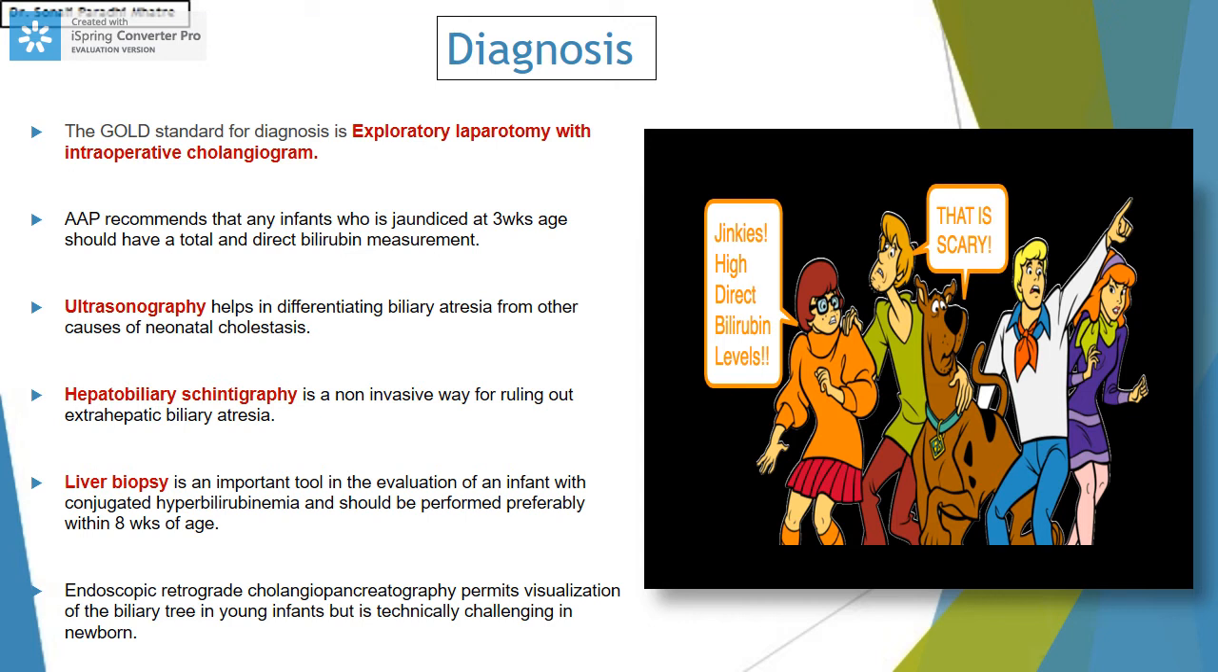Then there is hepatobiliary scintigraphy, which is again one of the non-invasive ways of ruling out extrahepatic biliary atresia. We have discussed it in one slide further. Liver biopsy is an important tool in evaluation of an infant with conjugated hyperbilirubinemia. It should be performed preferably within 8 weeks of age. One more modality which is available is endoscopic retrograde cholangiopancreatography. This permits the visualization of the biliary tree in young infants, but it is technically very challenging in newborn infants and it is not generally used.